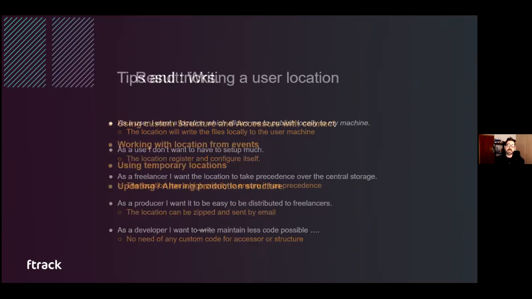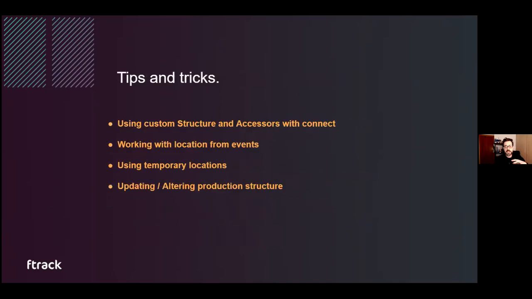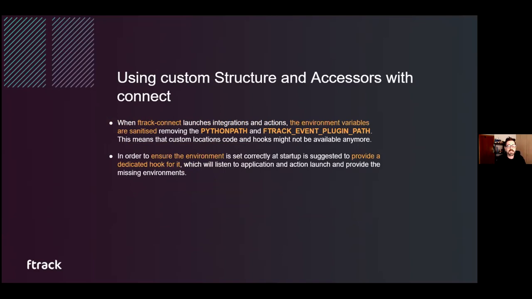With this, basically, we're getting to the end of this webinar. I just want to go through a few tips and tricks, which are really important. So: using custom structure and accessor with Connect, working with location from events, using temporary location, and updating or altering production structure. So, using structure and accessor with Connect.